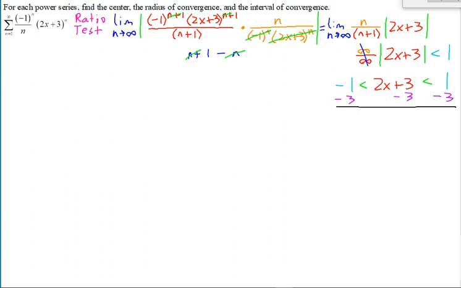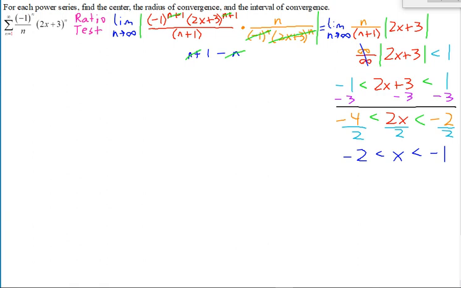So then we'll have negative 1 minus 3, negative 4, is less than 2x, which is less than negative 2. And then divide by 2. Now, if you had to divide by a negative number here, then you'd have to flip both inequality signs. But here we don't have to do that because we're only dividing by a positive 2. So we get negative 4 divided by 2, negative 2, is less than x, since the 2's reduce out, which is less than negative 2 divided by 2, which is negative 1.